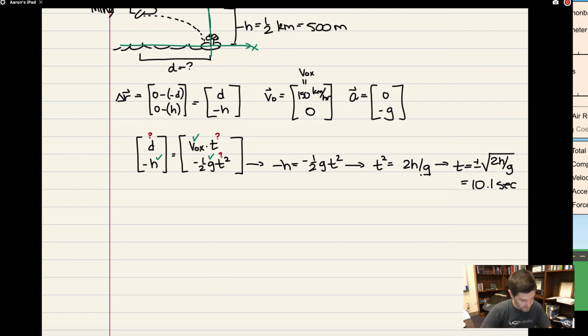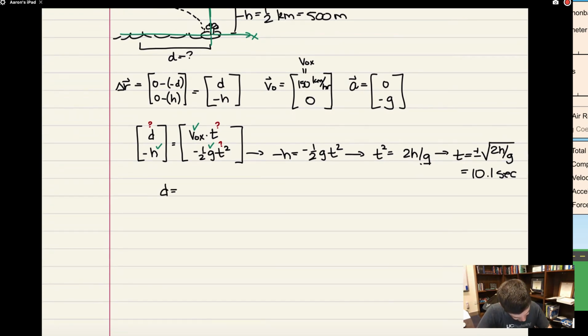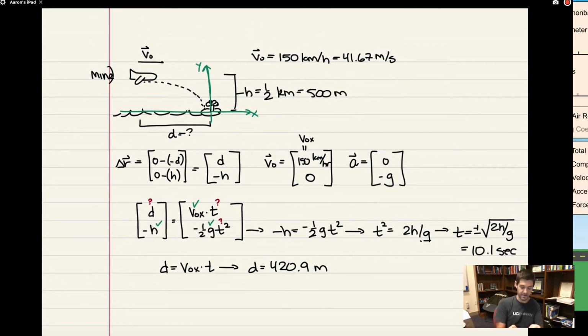Now we know t. So now I can say, okay, d is the initial x velocity times t. Now I have a value for t. I originally had a value for v. I can plug that in, and I get 420.9 meters. So again, what does that suggest? That suggests that the airplane better release the payload about 421 meters before it is passing directly over the island, so that by the time it reaches the ground, it will hit the island and not splash into the water.